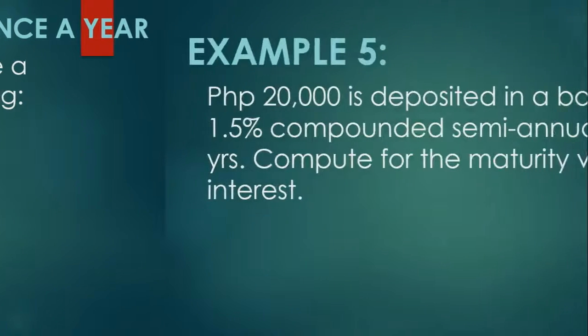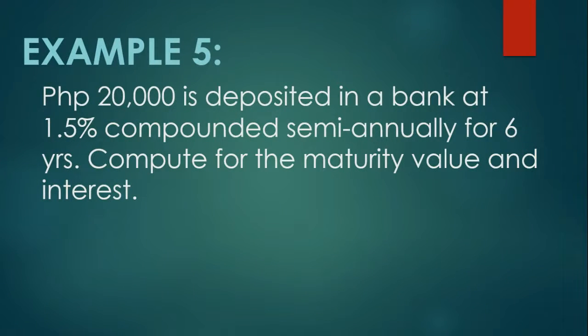Let's apply the formula in this example. Example 5. 20,000 pesos is deposited in a bank at 1.5% compounded semi-annually for 6 years. Compute for the maturity value and interest. So here, the value of the principal is 20,000. The rate is 1.5%. Compounded semi-annually. So yung value ng N natin ay 2. And ang ating T ay 6.